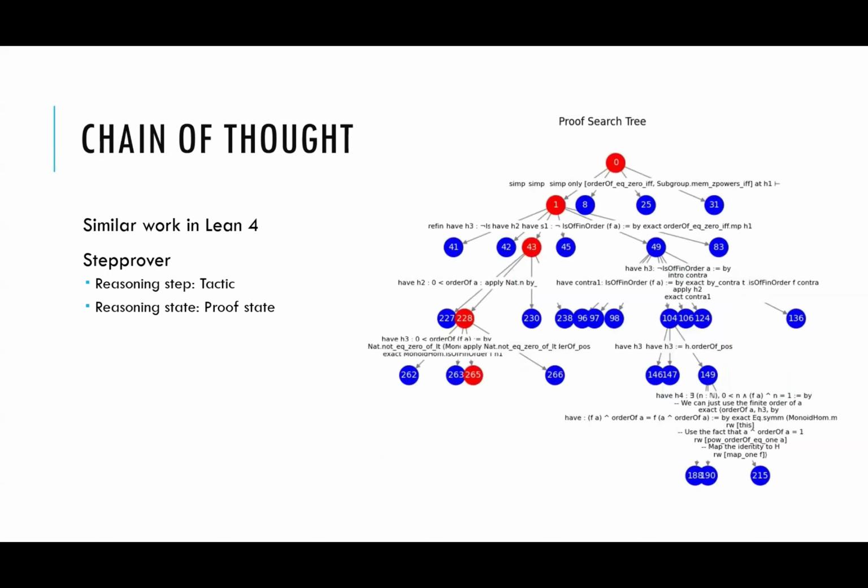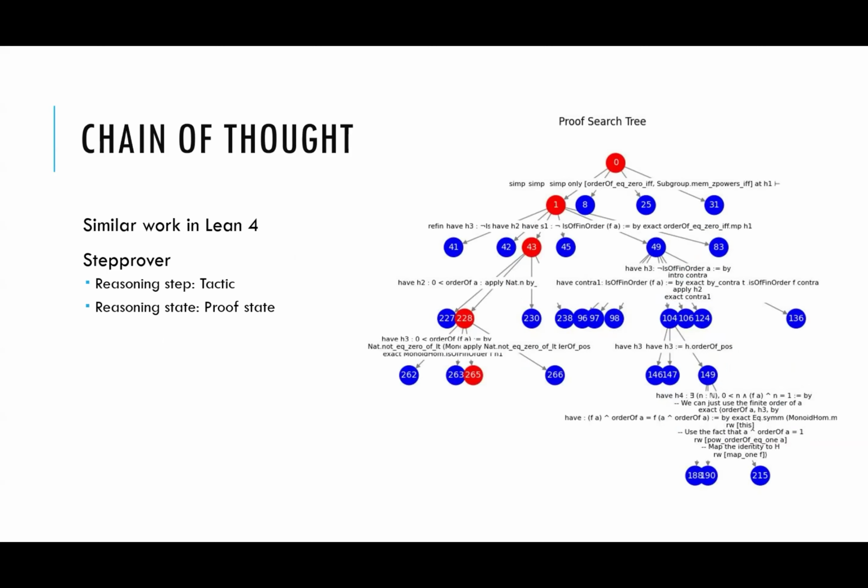And how can we replicate this method, or how can we learn this in Lean 4? It is actually a similar way, because we can imagine each state as a node, as a step, and each tactic as the edge connecting different steps.